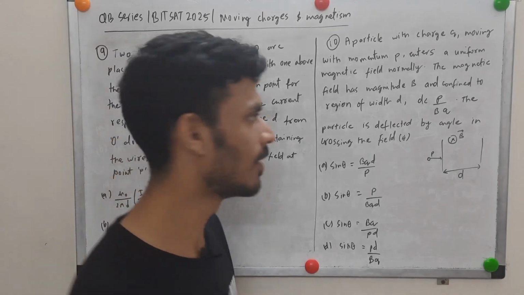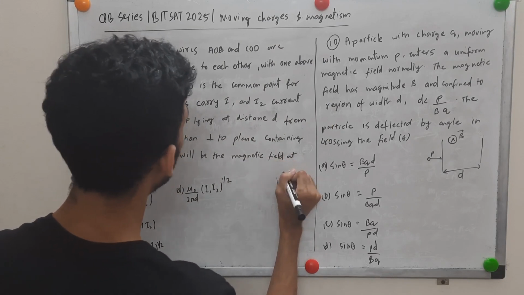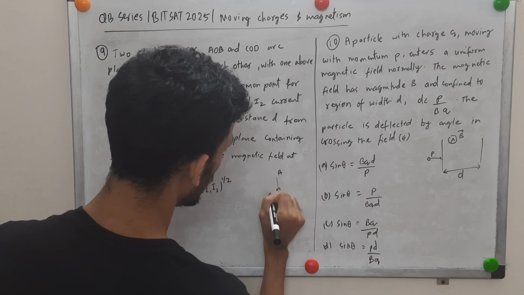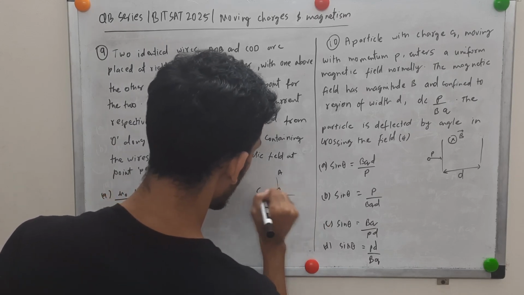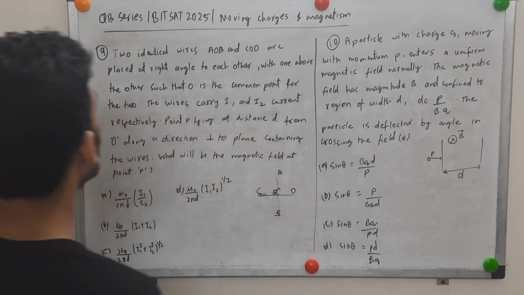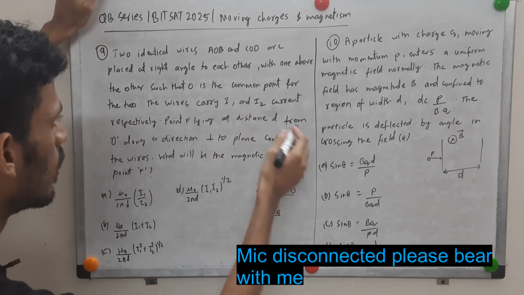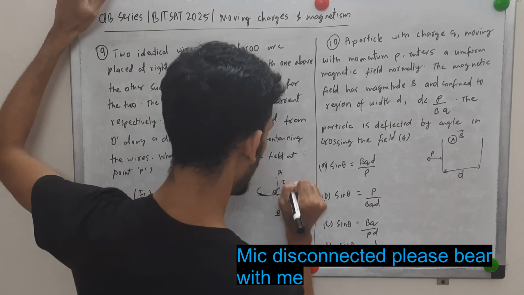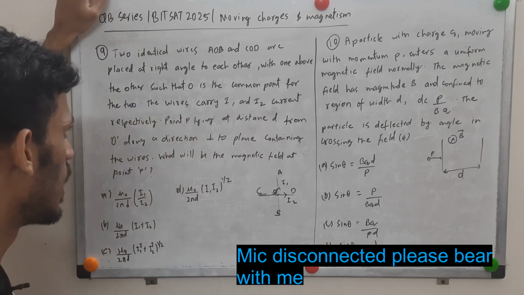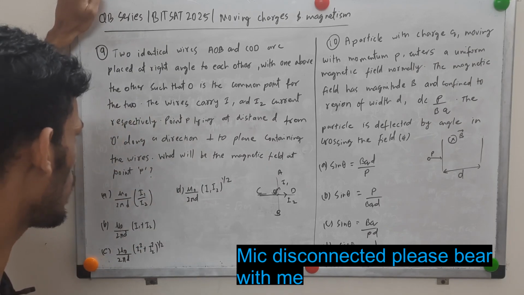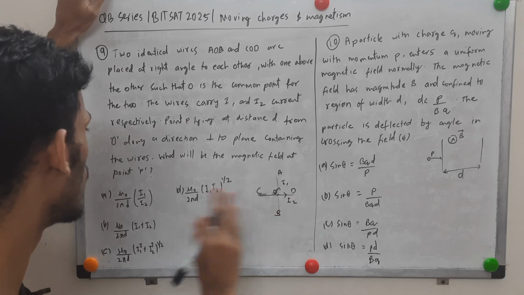Question 9 and 10, the final two questions for the day. Here in question 9 we have two identical wires AOB and COD. O is the common point, and one is above the other. The wires carry currents I1 and I2 respectively. Now point P lies at a distance D from O, and it is perpendicular to the plane containing the two wires.